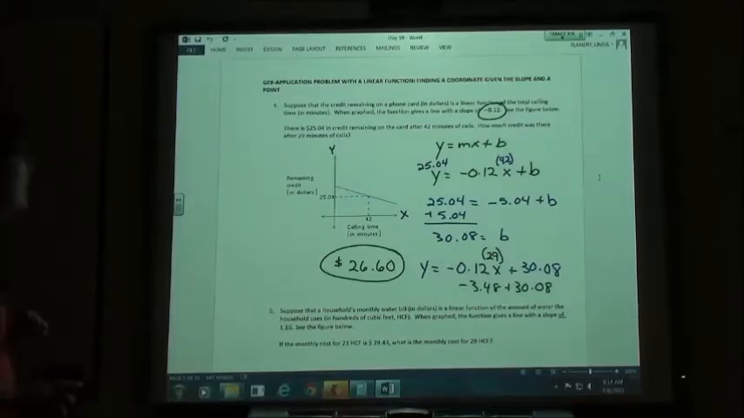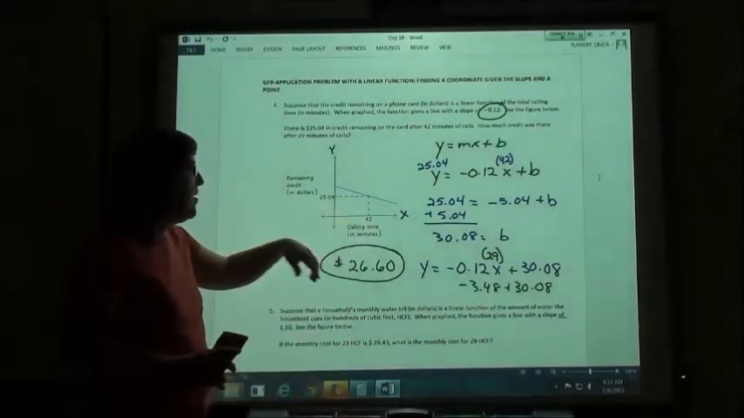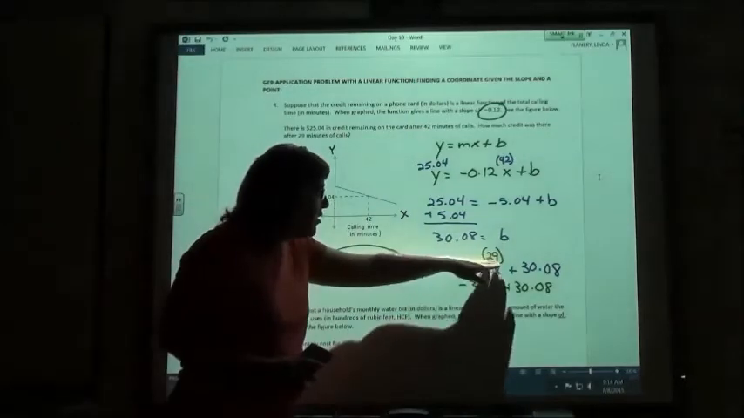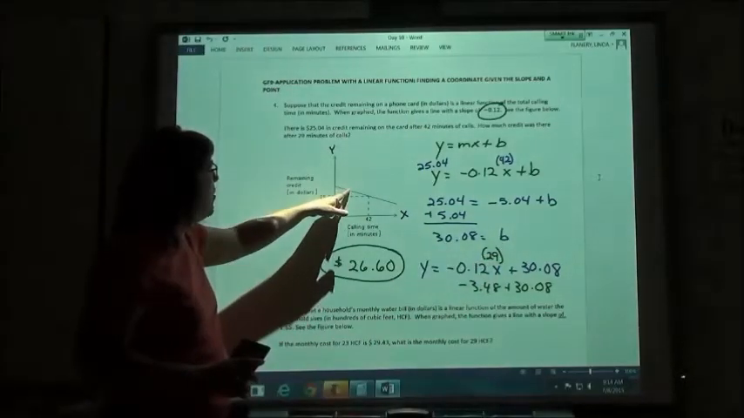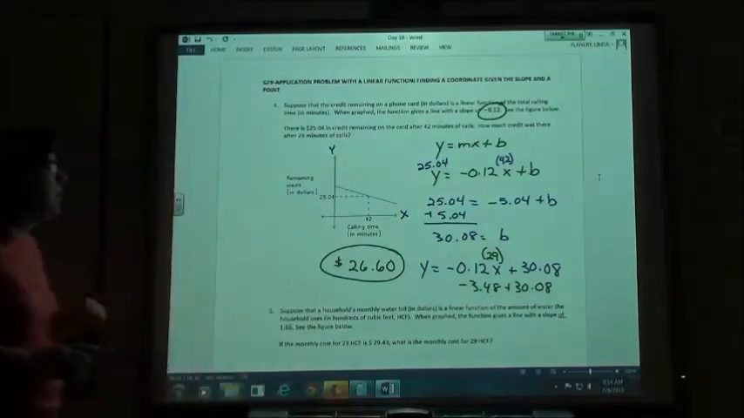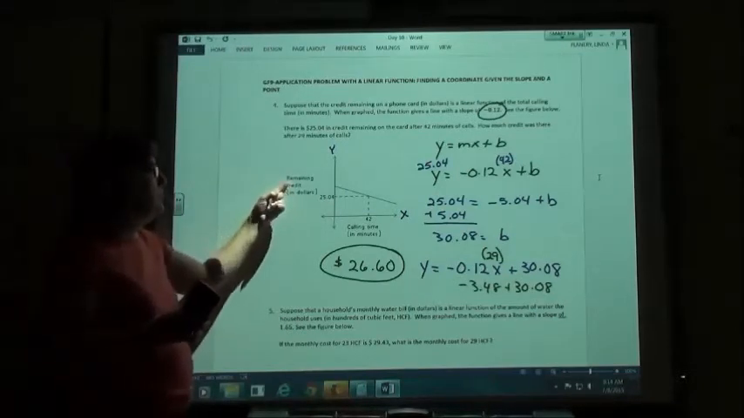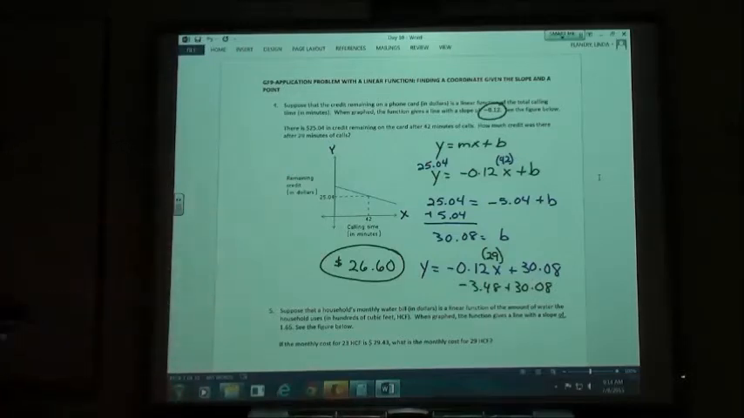Or it's not going to cost me that. That's going to be my remaining credit. So I was on there, I talked less time, my 29 would be over here. I'd have more credit left on my thing. So after 29 minutes of calls, I had $26.60 credit left on my calling card.